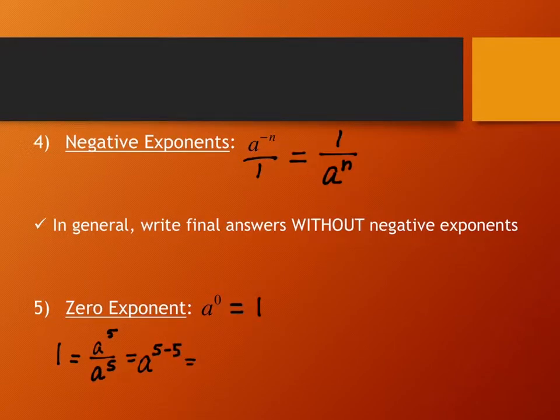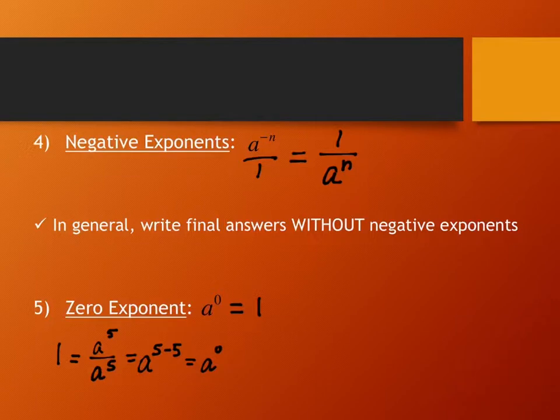And what's a to the 5th minus 5? It's a to the 0. So it's a very quick argument of why that's really working for us. It really is a true statement. It's not just something that some mathematician somewhere made up. Okay?